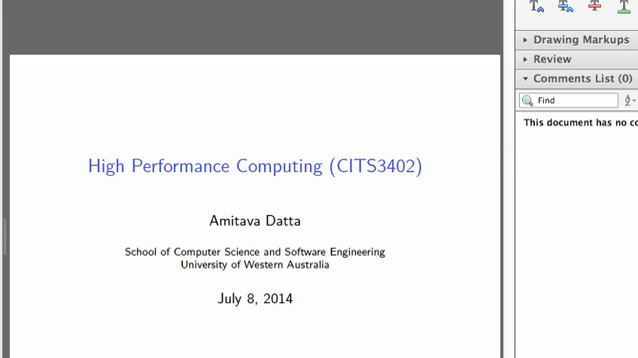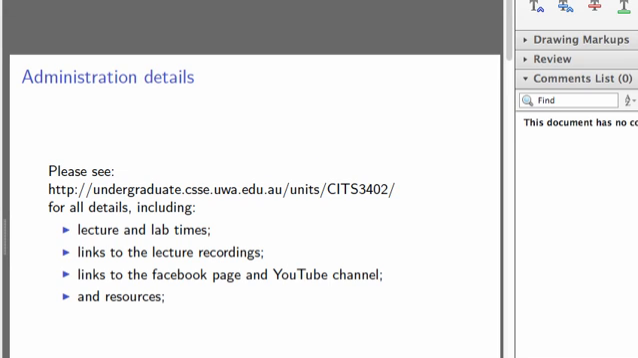So first, I'll give you an overview of the administration of the unit, and then we'll proceed to some of the technical aspects that we'll cover in this first lecture. As you can see, you have a unit page which is accessible from the school homepage, and I guess all of you know how to access the unit page. Now you can see the lecture and lab times there.